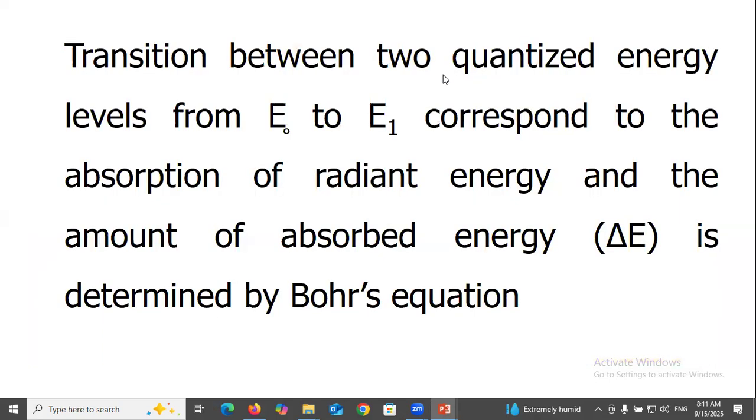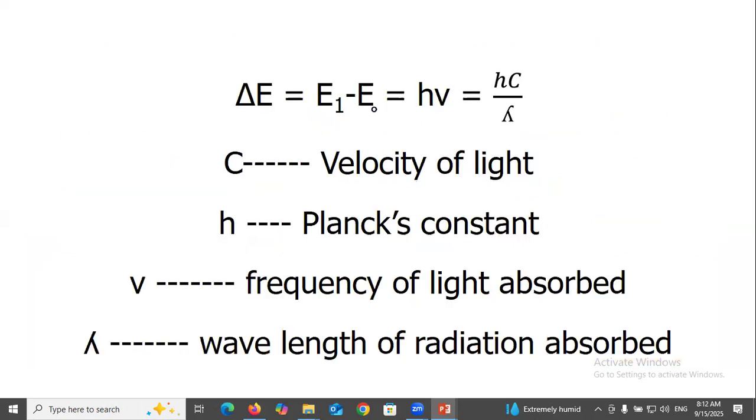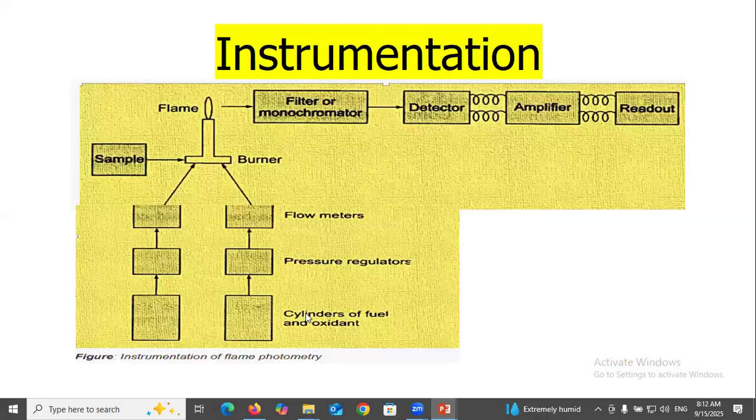Transition between two quantized energy levels from E0 to E1 corresponds to the absorption of radiant energy, and the amount of absorbed energy is determined by Bohr's equation. Delta E equals E1 minus E0 equals h nu equals hc over lambda, where c is the velocity of light, h is Planck's constant, nu is the frequency of light absorbed, and lambda is the wavelength of radiation observed.